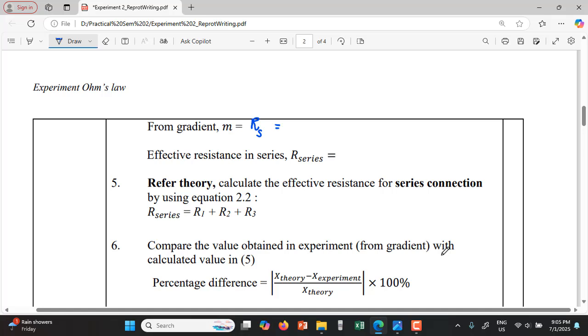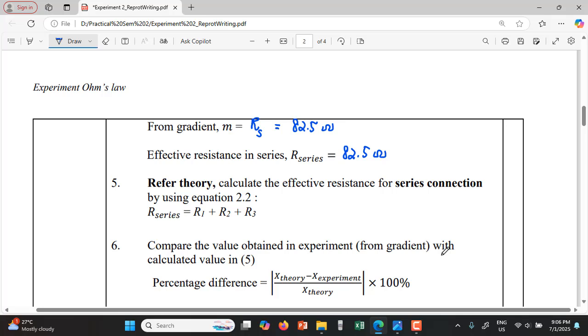So contohnya kalau nilai gradient yang anda kira adalah 82.5 ohm, dan ini akan membawa maksud effective resistance connect in series adalah setara dengan 82.5 ohm. Setara dengan nilai gradient kita. Kemudian you need to compare the experiment value that you obtain from the gradient of the graph with the theoretical value.